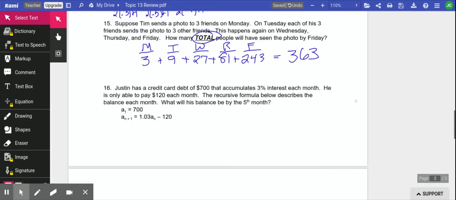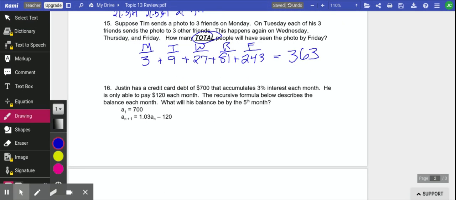All right. Justin has credit card debt of $700, and it's charged 3% interest each month. He's only able to pay $120 each month. So we've got a recursive formula that describes his balance. We want to know his balance by the 5th month. So let me write down what we need here: 1, 2, 3, 4, 5.